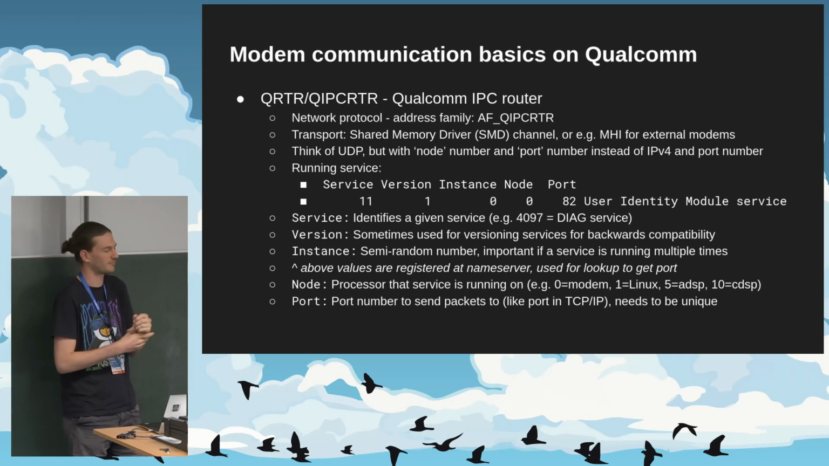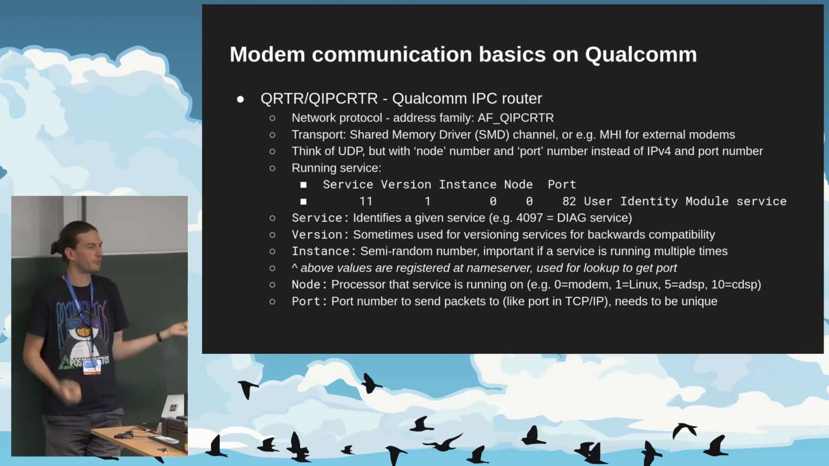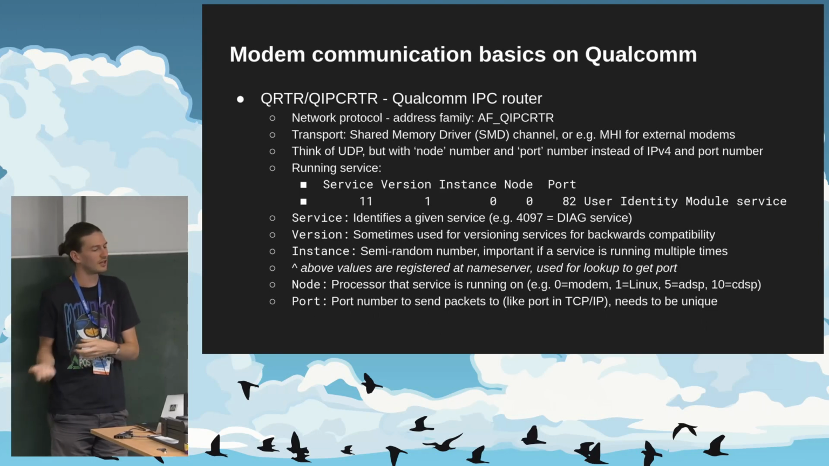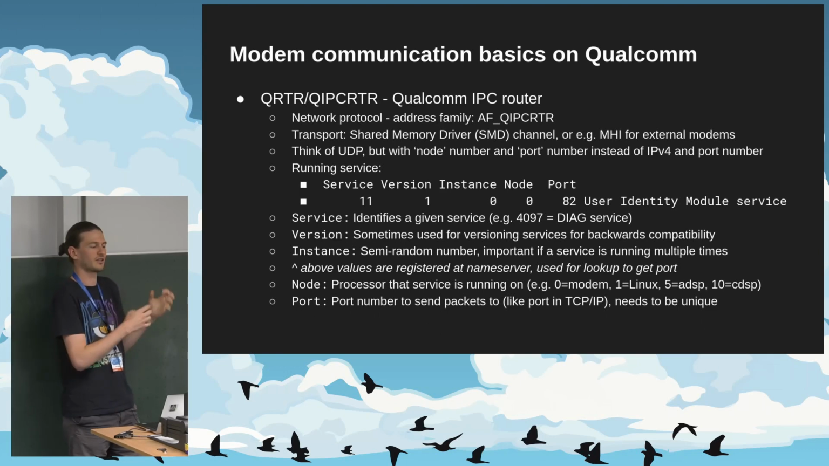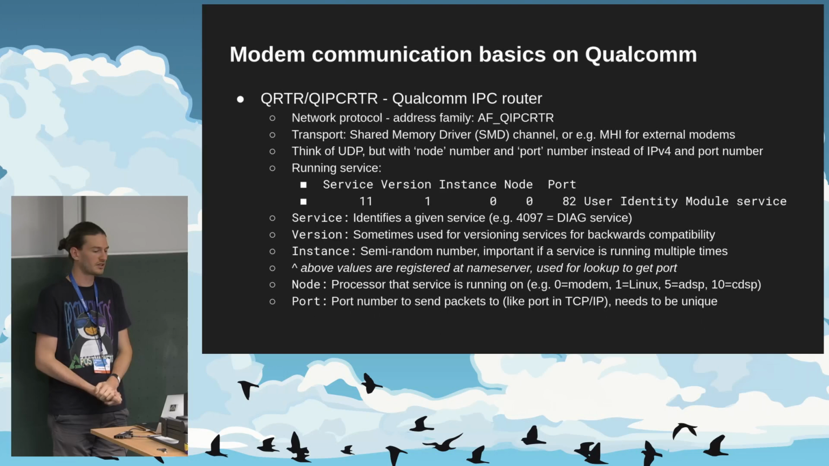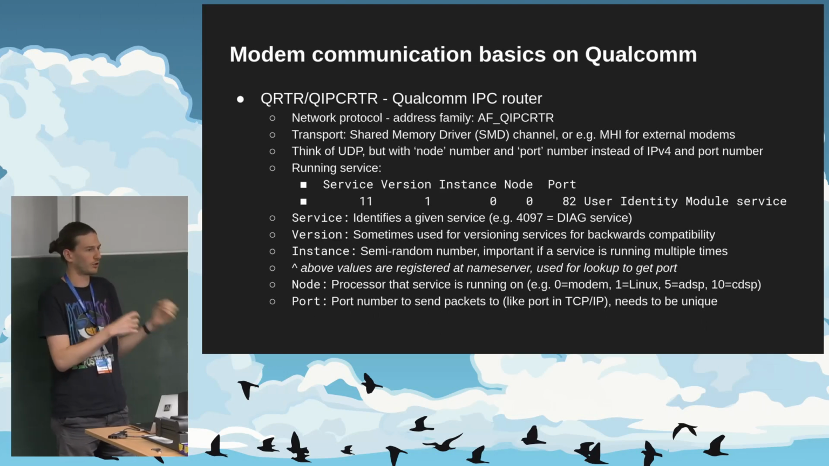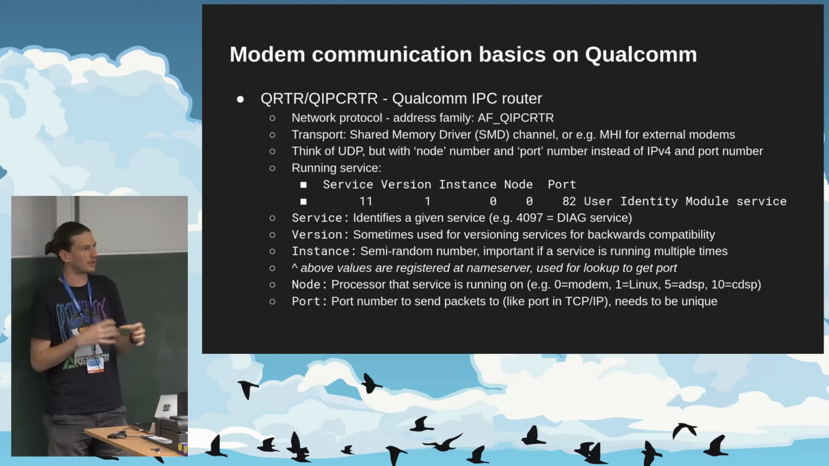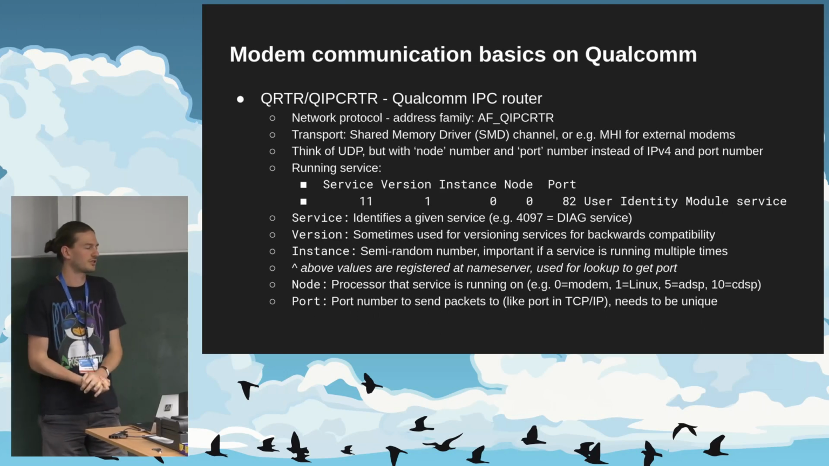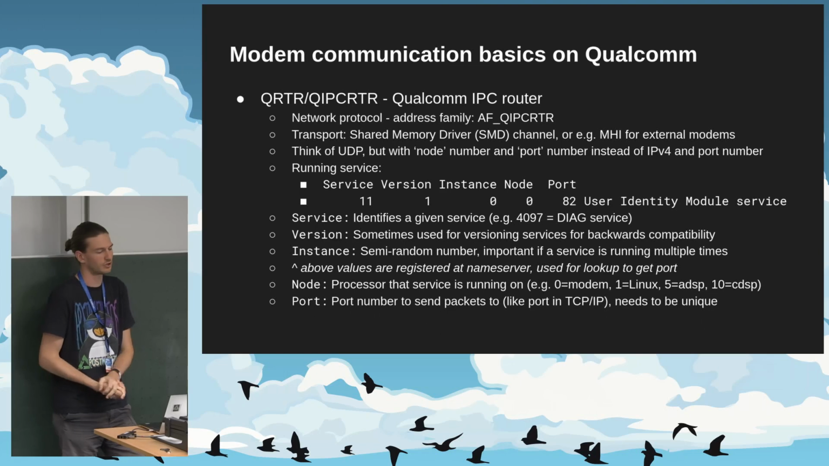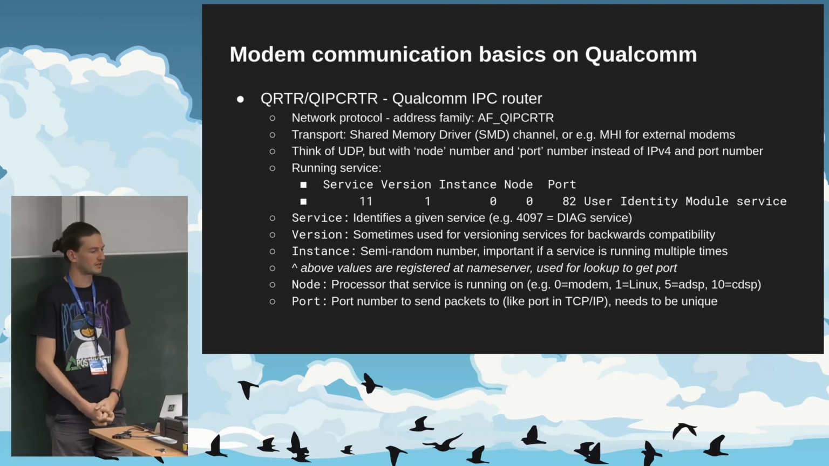It probably is quite different to UDP, but essentially, instead of having an IPv4 address that you connect to with the socket and a port number, you just have a single node number and a port. This node is basically one of the different processors on the SoC. Because in Qualcomm SoCs, and I think most other SoCs, there's a bunch of different processors running with different firmware, which do different tasks.